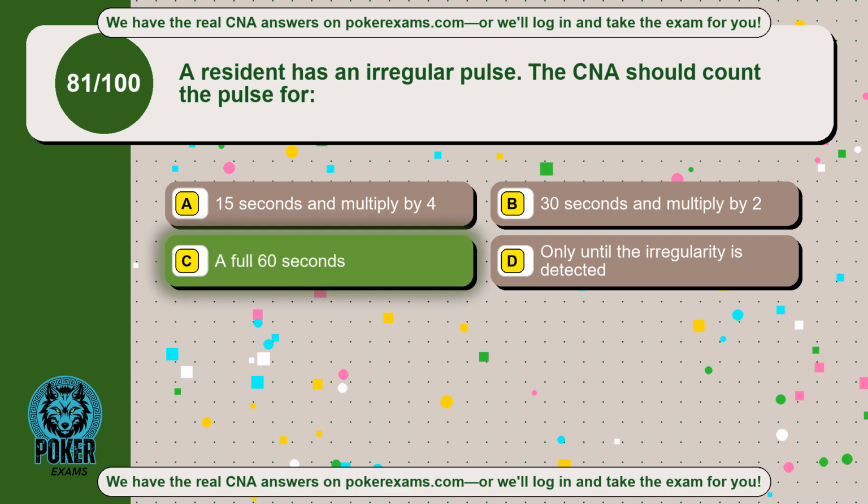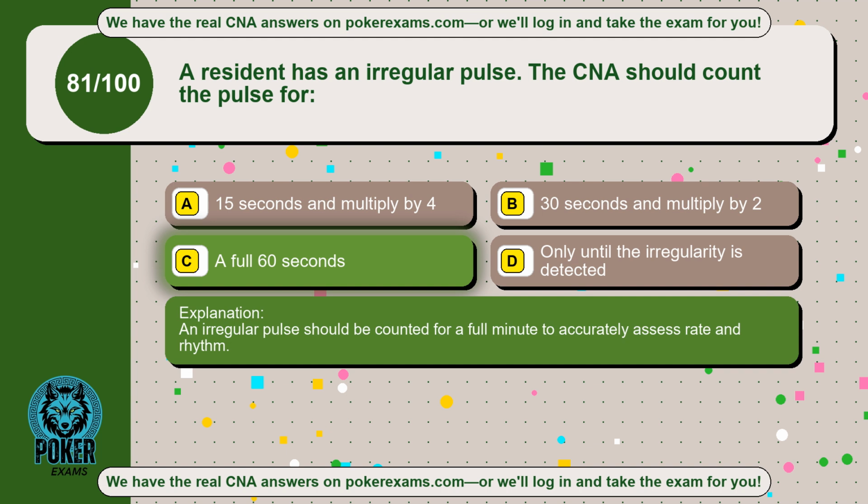The correct answer is option C, a full 60 seconds. An irregular pulse should be counted for a full minute to accurately assess rate and rhythm.